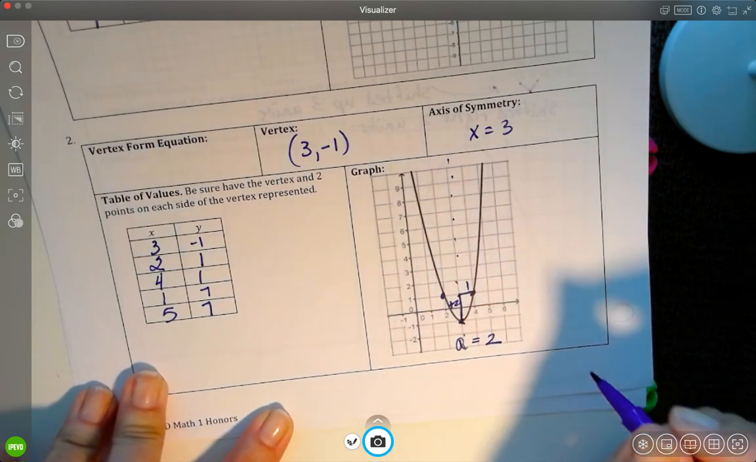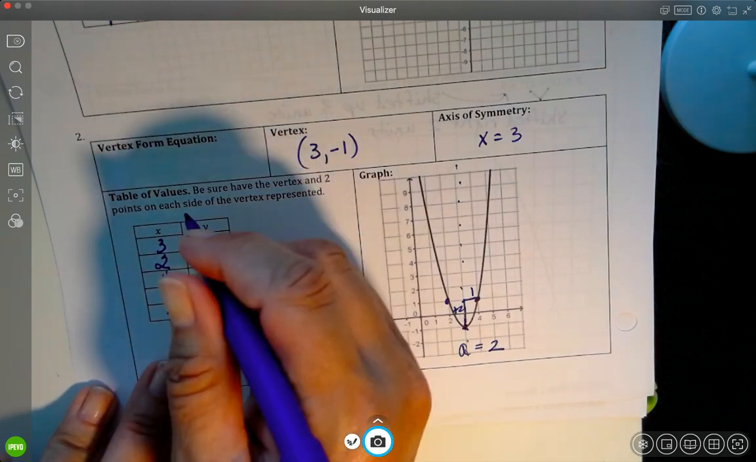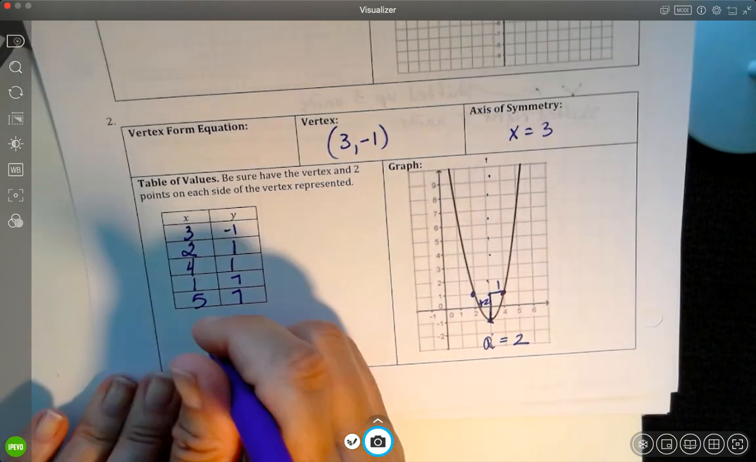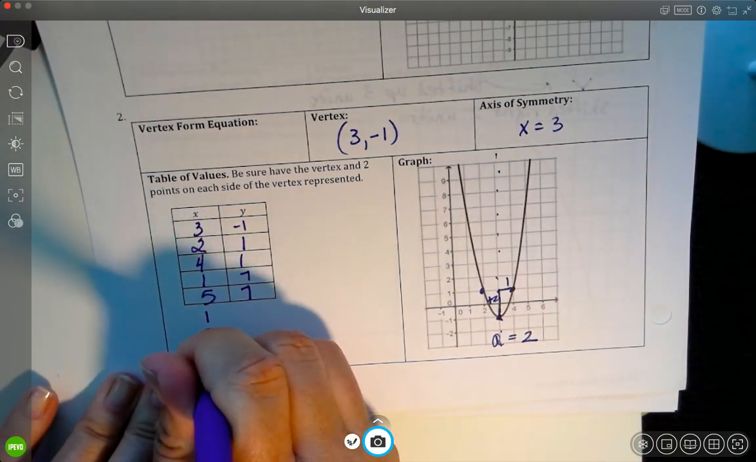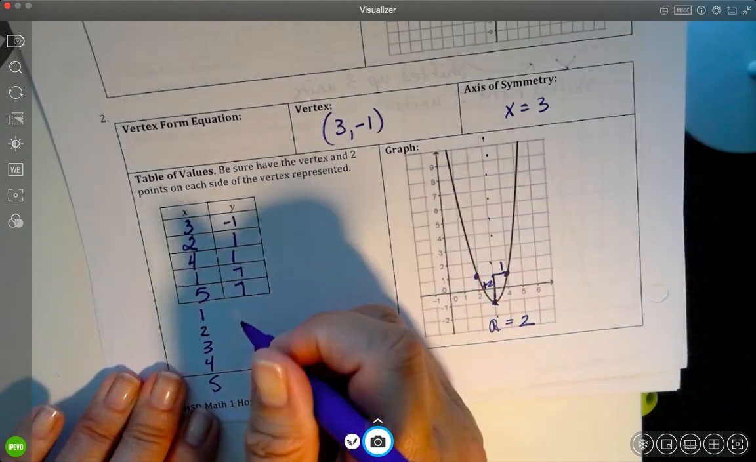But another way you could do it is you could put this table in order. So I'm going to just make a new table and make it 1, 2, 3, 4, 5, put it in order, and then put in my matching points.